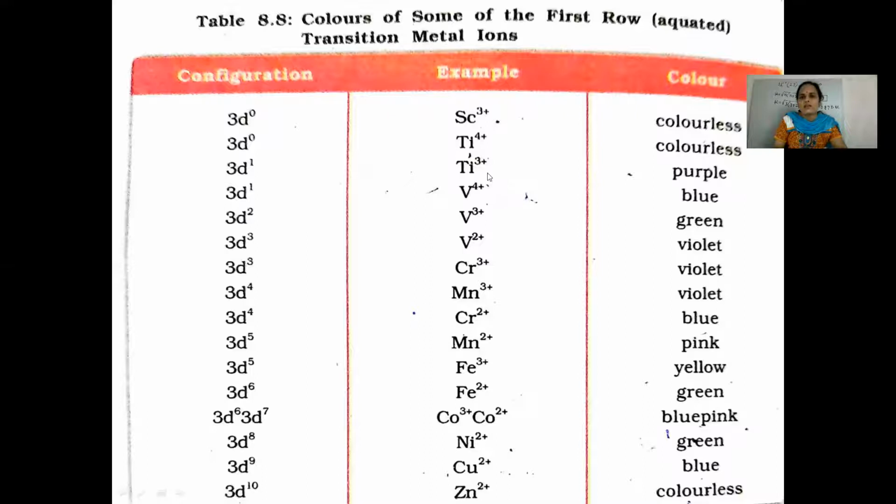3d1, titanium in +3 state, purple in color. Vanadium in +4 state, blue in color. Vanadium in +3 state, green in color. Vanadium in +2 state, violet in color. Chromium in +3 state, violet in color. Manganese in +3 state is also violet in color. Chromium in +2 state, blue. Manganese +2 state, pink. Iron +3 state, yellow. Iron in +2 state, green. Cobalt +3, cobalt +2, blue, pink. Nickel in +2 state, green. Copper in +2 state, blue. And Zn in +2 state is colorless.